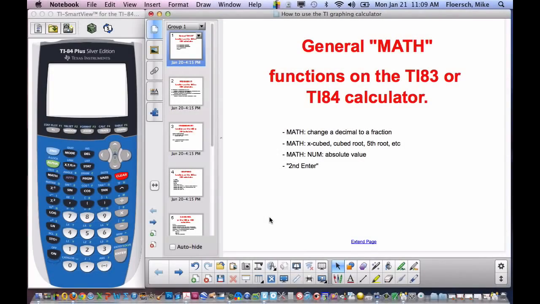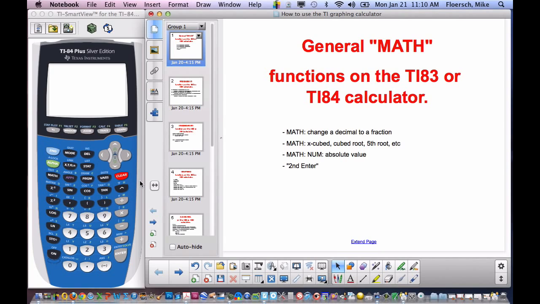This is a video tutorial on how to use the TI-83 or the TI-84 calculators. Let's start with some general math functions on the TI-83 just to review where things are on the calculator. Let's start with changing a number or a decimal to a fraction.